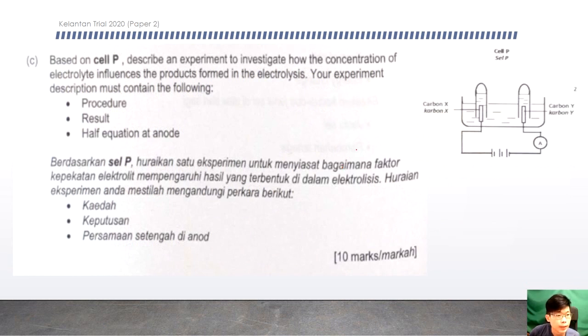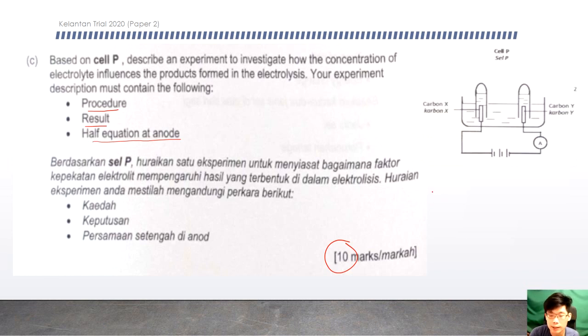Okay, so C. Based on the cell P, describe an experiment to investigate how the concentration of the electrolytes influences the products formed in the electrolysis. So your experiment description should contain procedure, result, and then the half equation at the end. So 10 marks. 10 marks.